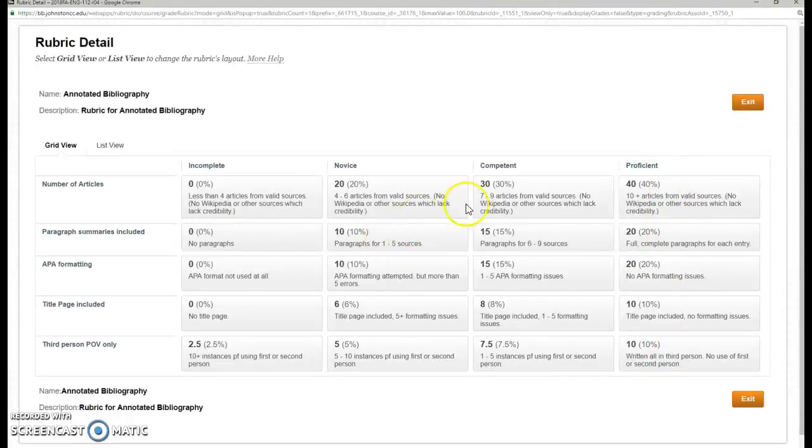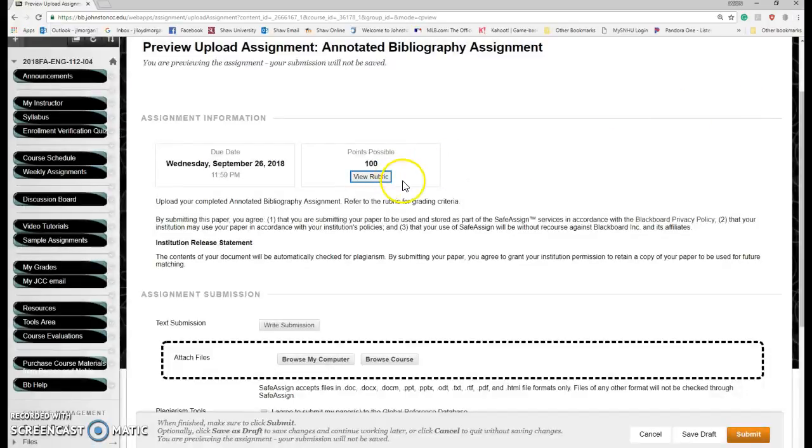So there's no question. I just go in and I look: do they have 10 articles from valid sources? Did you write a complete paragraph for each entry? Did you have good, proper APA formatting? Did you have a title page with no formatting issues? Did you write it all in third person? As long as you do these things, you'll get a good grade on this assignment. How cool is that? So that's how you use the rubric.